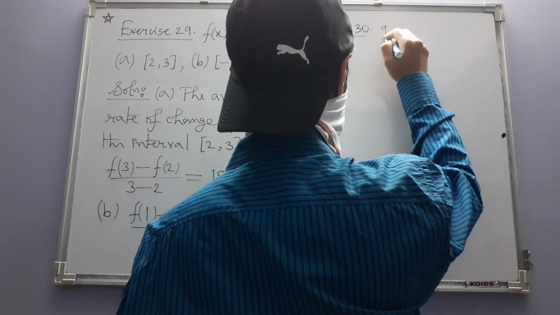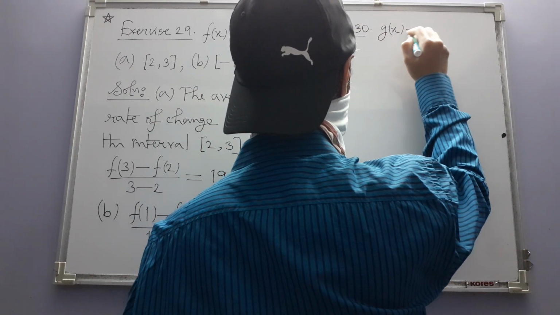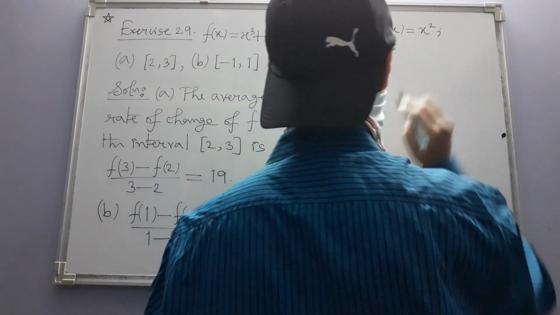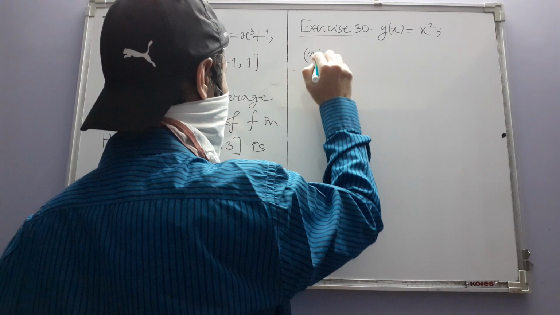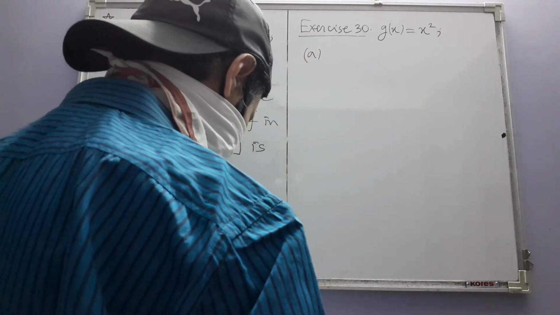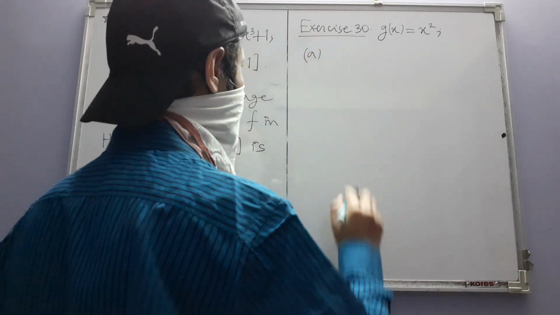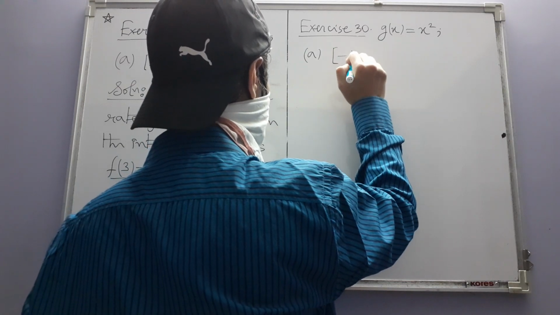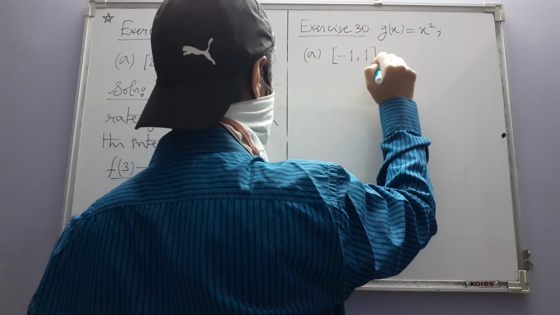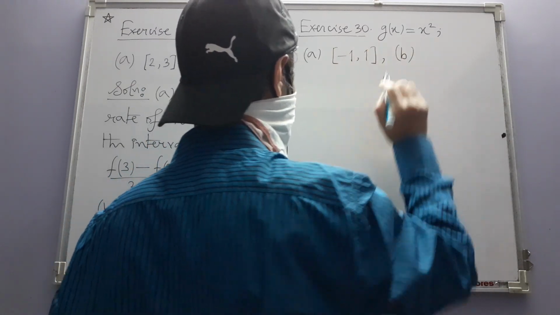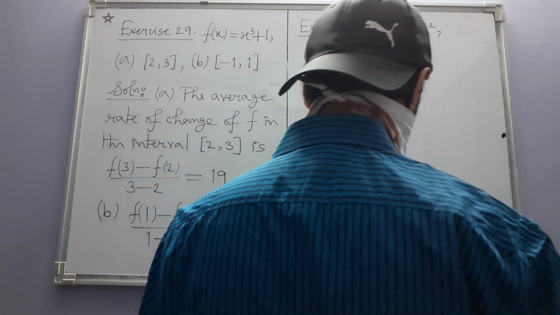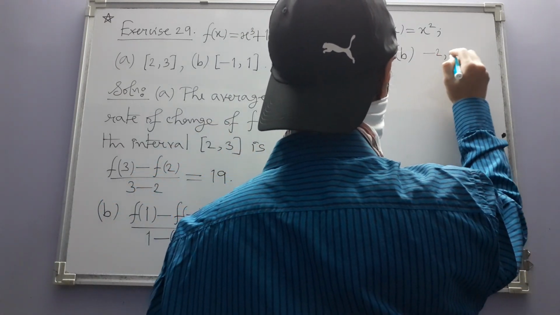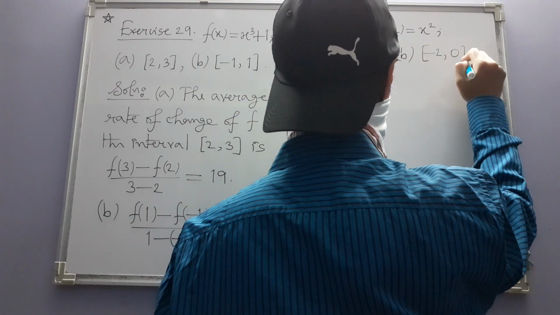Here the function is the square function, and the intervals are these. Minus 1 comma 1 and minus 2 comma 0.